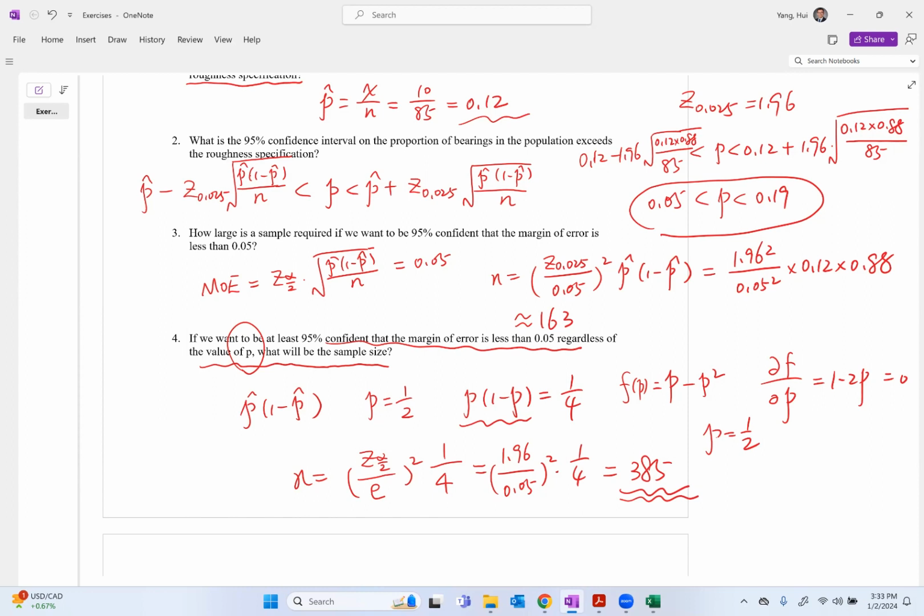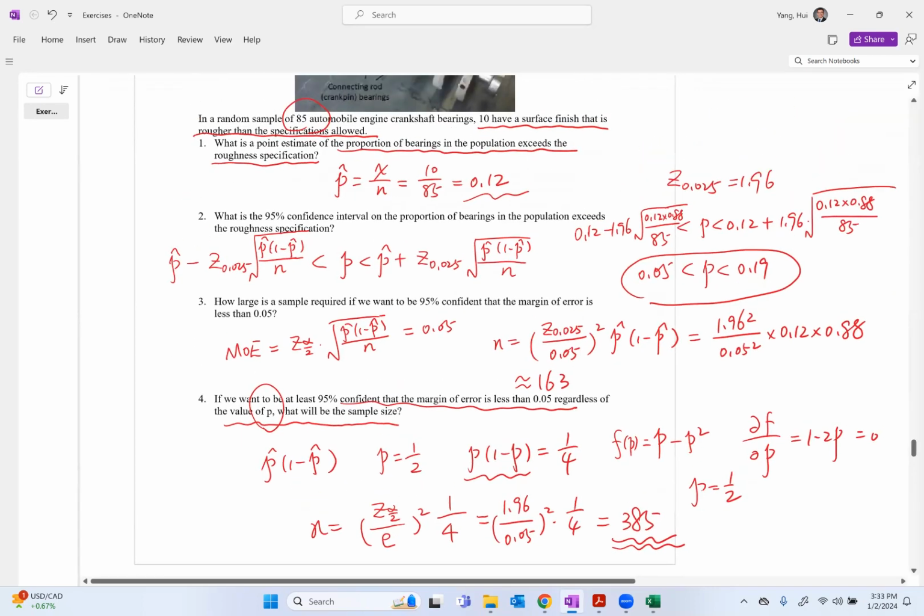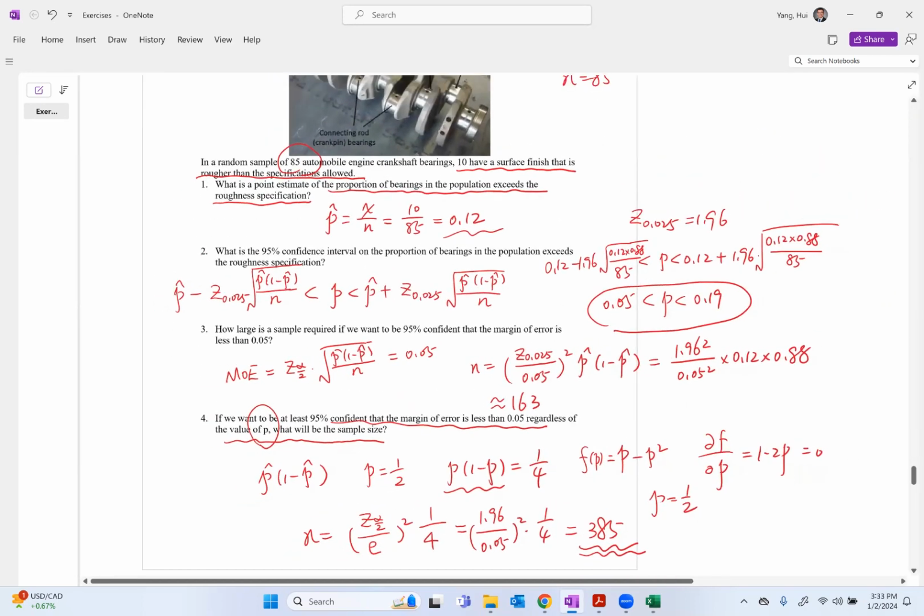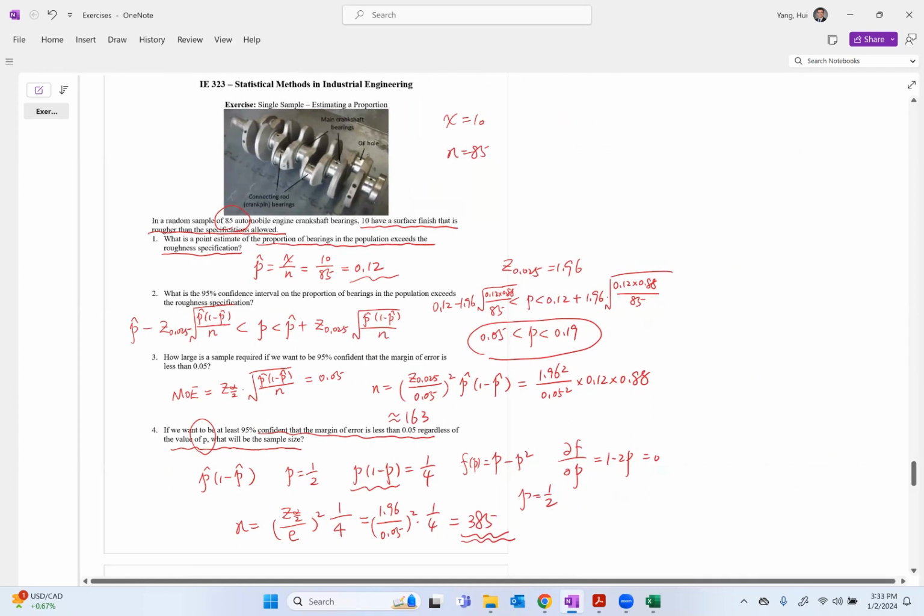If you have information concerning the value of p, either from a preliminary sample or from past experience, we can use a smaller sample. But if not, you can use a large sample to make sure the margin of error is smaller than a particular value. In this case, it's 0.05. So this concludes our exercise on estimating the proportion and establishing the confidence interval for the proportion too.